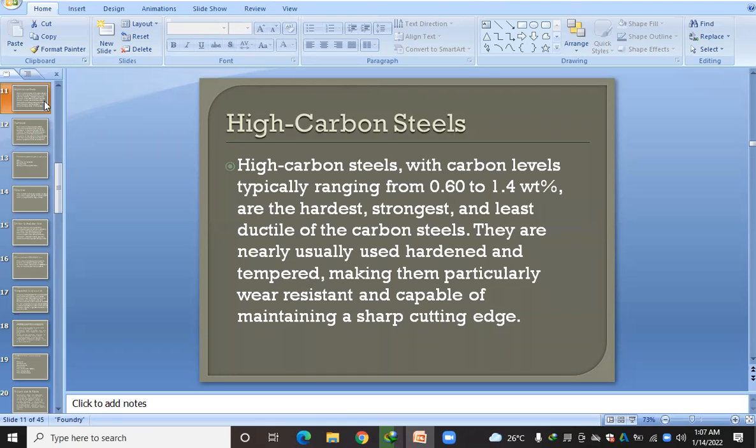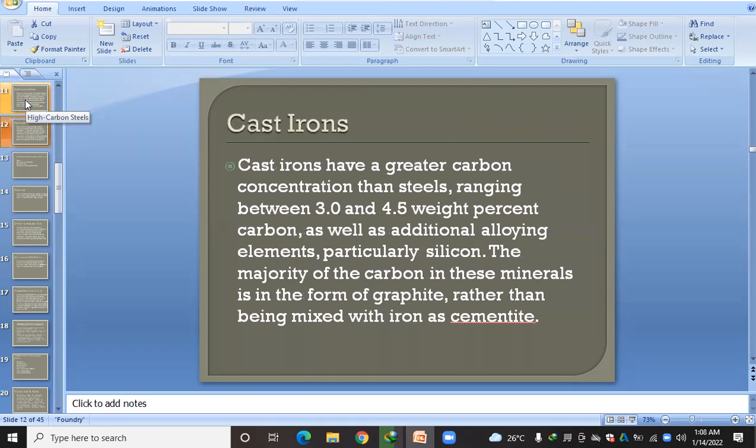So next are cast irons, which have a greater carbon content. This is another part of our ferrous alloys.